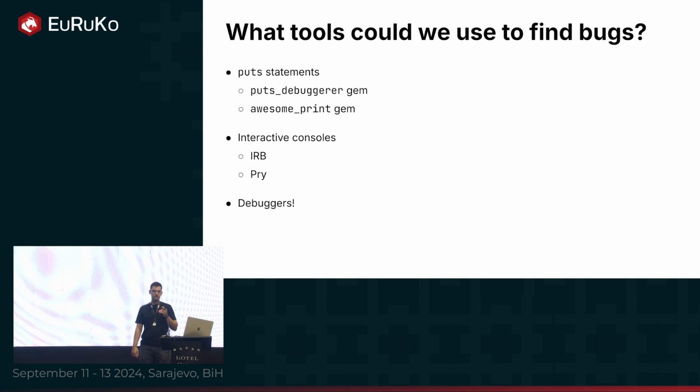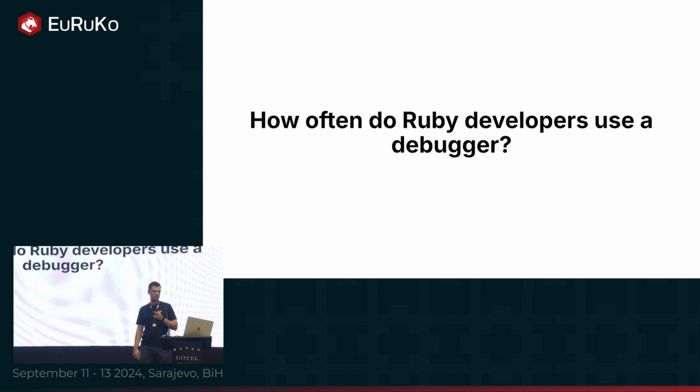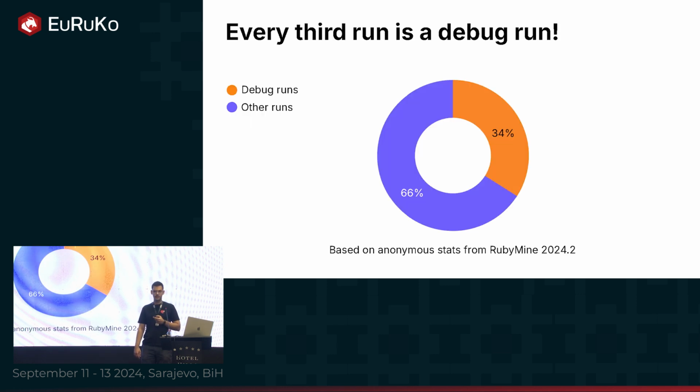Before we start with debuggers, let's think how often Ruby developers use a debugger? And the answer is here. So every third run is a debug run. Basically, 34% of all runs are debug runs. And this fact is based on anonymous stats from RubyMine version 2024.2. This fact means that the debugging process is a crucial part of our working process.